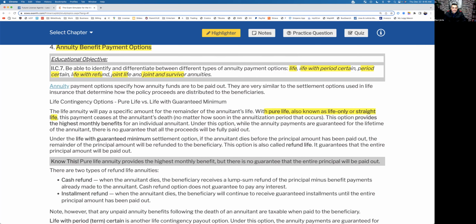Next one. So this one is this one right here. Pure life, life only, straight life gives the highest monthly benefit out of all of them. You got to know that. Okay. Now let's go to the next one.